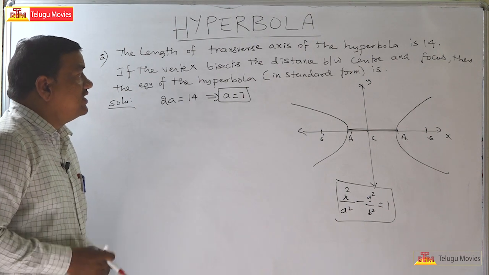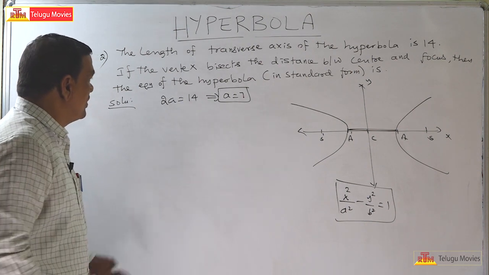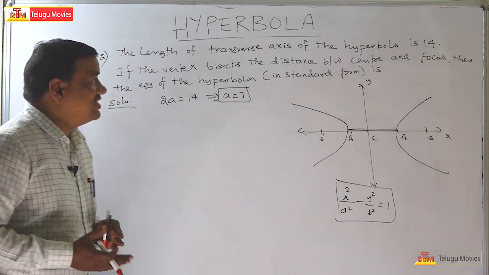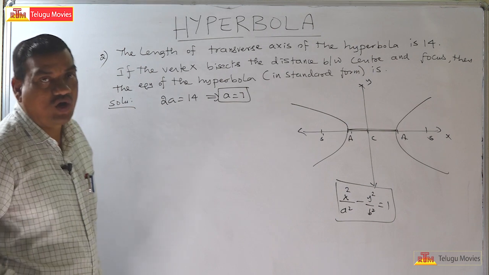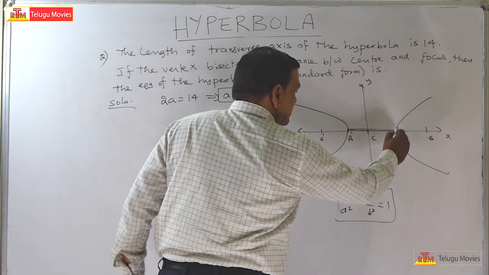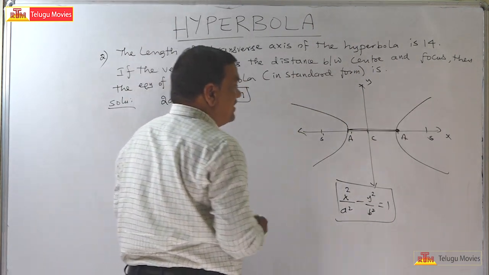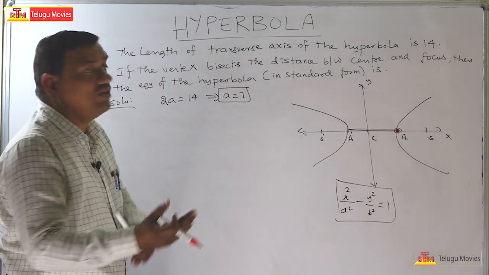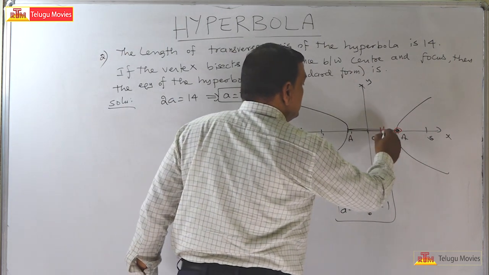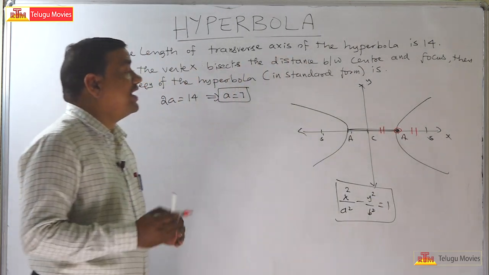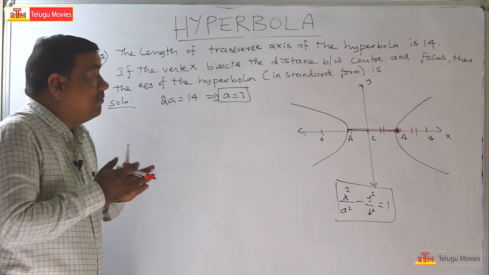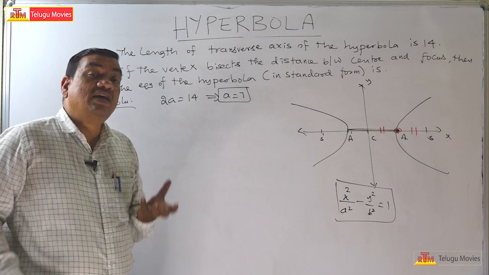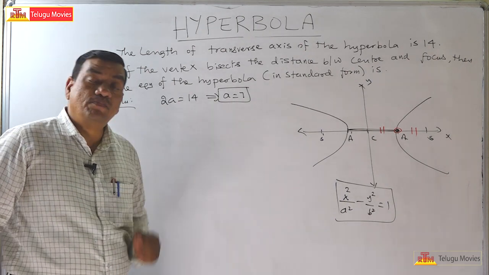Now the second line is very important: if the vertex bisects the distance between the center and focus. This vertex bisects the distance between the center and the focus. That means CA is equal to AS, that is, A is the midpoint of CS. Using that hint only, we have to find the value of b.